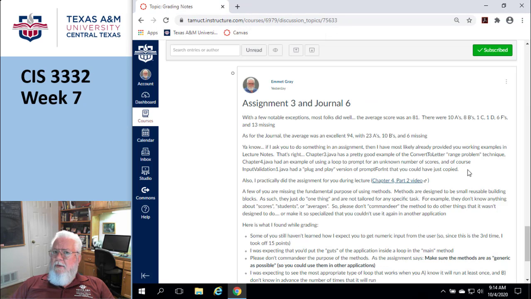So, again, if you're paying attention, taking notes, looking at all the resources we provide, I provide you a copy of the actual file that was being used. So, the chapter 3 Java file had a dang good example of the range problem. The chapter 4 had the loop for how to prompt people for score when you don't know how many there are. And then, of course, the input validation number 2 actually had a plug and play version of the prompt for integer you could have just popped in there without making any changes at all.